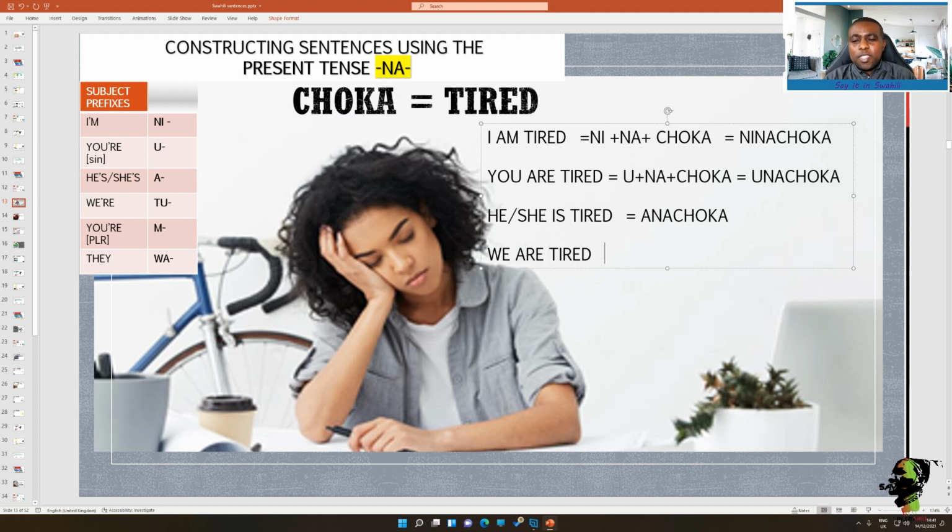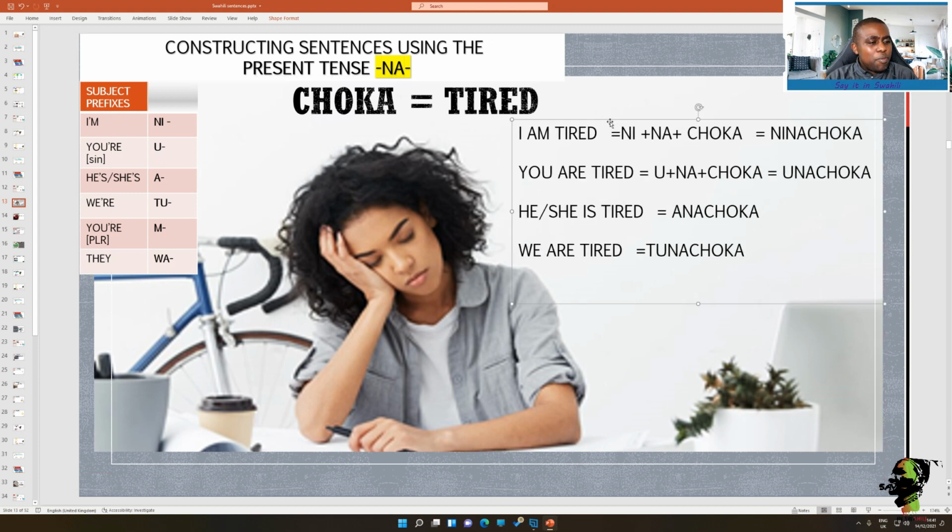How are we going to say that kwa Swahili? Which is we. Tuna choka. Tunachoka. We are tired, or we are tiring. Tunachoka. Then we have the last sentence that we're going to construct here together.